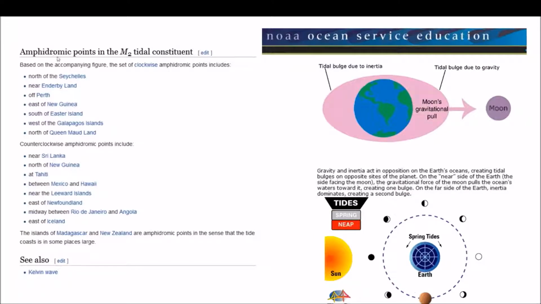There's also a list of tidal nodes on Wikipedia. The set of clockwise points include these, but they've only given us 16 nodes here, but from what I saw from the map, there's 100 of these things. It could be 100. I haven't even counted them. There's so many of these tidal nodes all over the Earth. But in some places, they are in far greater density than in other places.